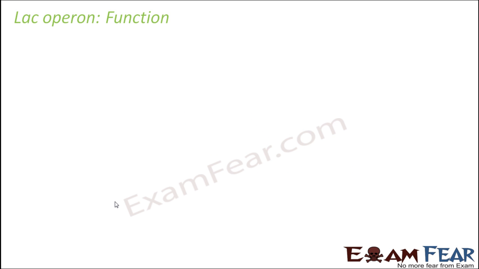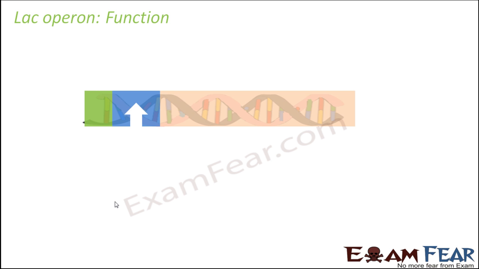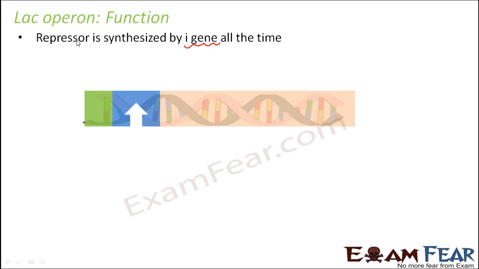So now let us look at the function of the Lac Operon. Let us start from the beginning. This is the promoter, this is the operator, and this region is the structural gene. As I said, the regulatory gene will be functional all the time. That means the regulatory gene, that is the I gene, is always active, so it is always synthesizing repressor. The specific repressor for the Lac Operon is being synthesized all the time, so the repressors are available all the time.